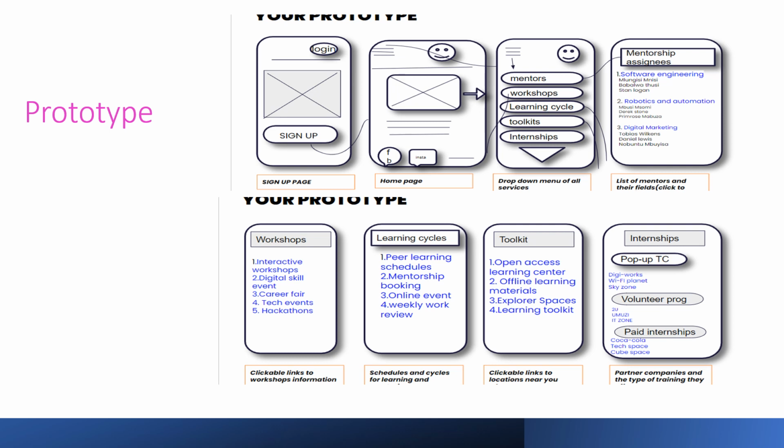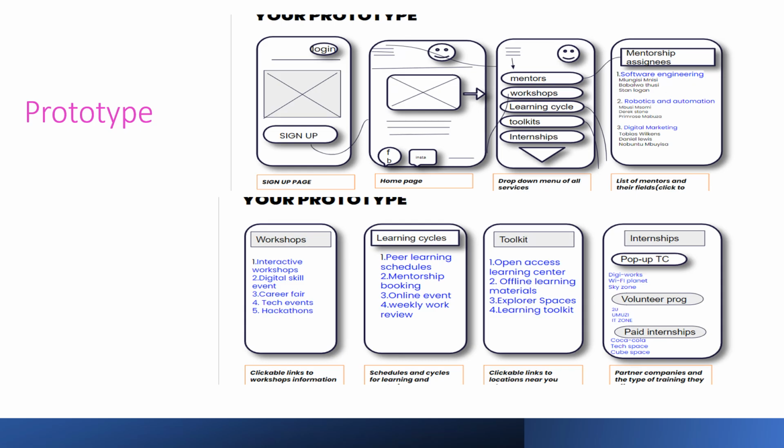So this is where we find our mentors, the workshop, the learning cycle, the toolkit, and the internships. The rest of the prototype is just showing what's inside each bar of the mentors, what it looks like, and how the learner is going to be able to interact with it. Most of them are clickable links, so it takes them to whatever resource that they need.